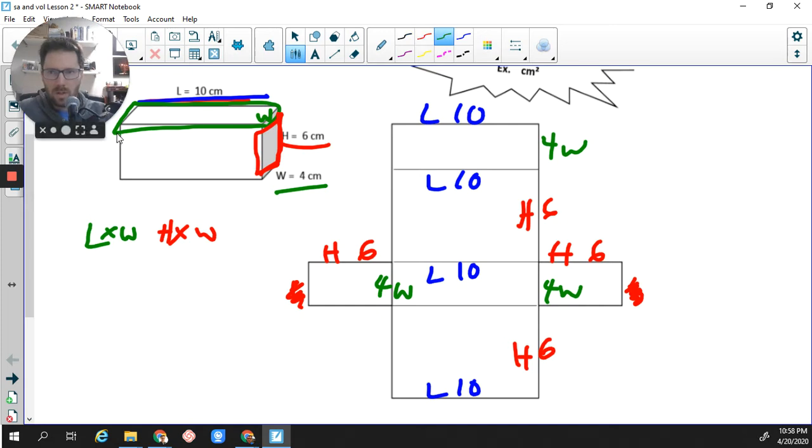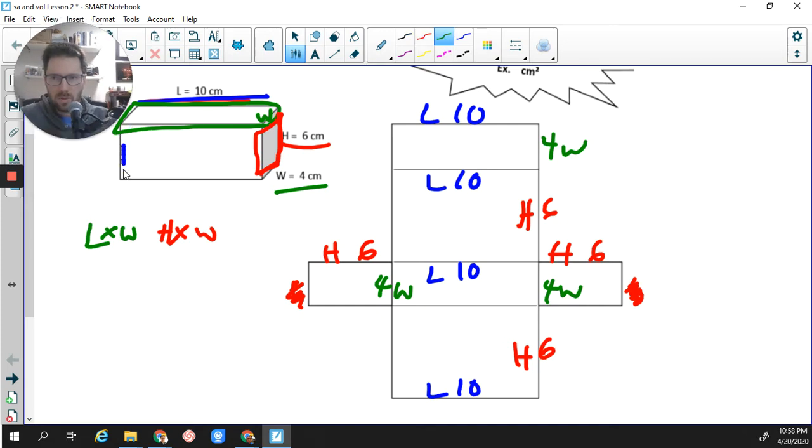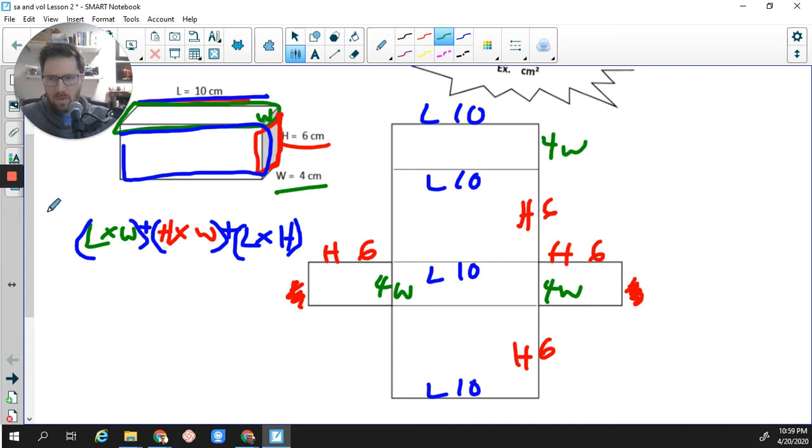Okay, and then we've got one last one. And if we wanted to take a look at this one here, we're going to have our length times, right here, we've got our height. Okay, so I'm going to put these in some brackets so that we don't get mixed up in there. It's a lot harder to do after the fact. So if we got each of those, we need to add them together, and we're looking for surface area.